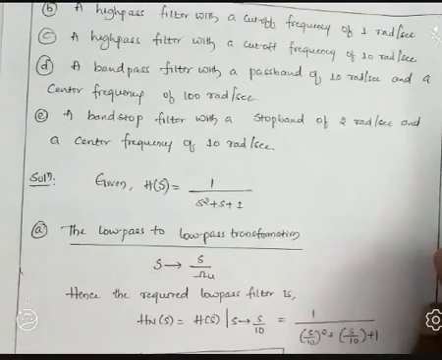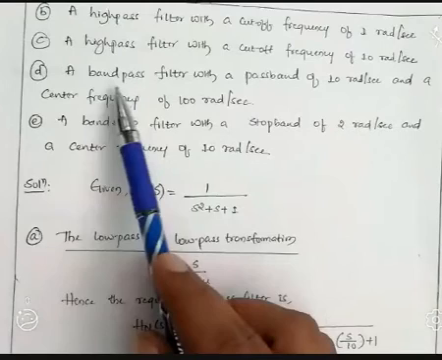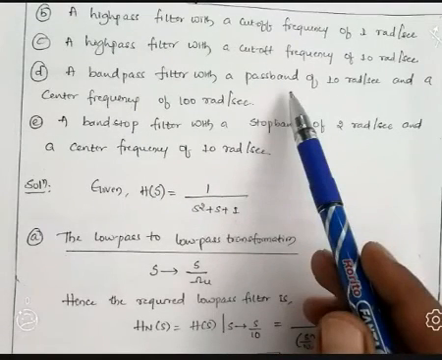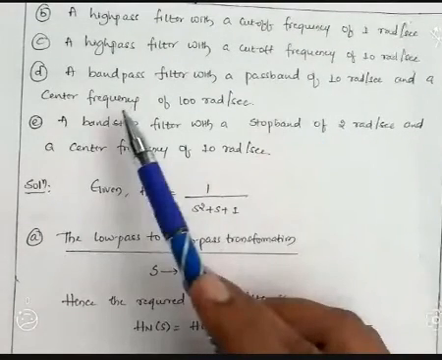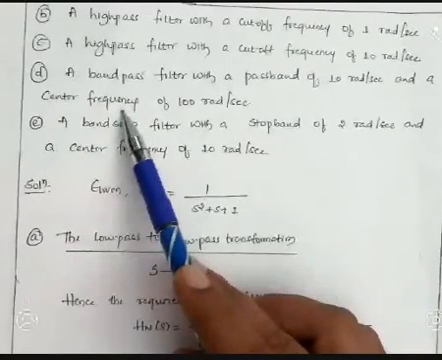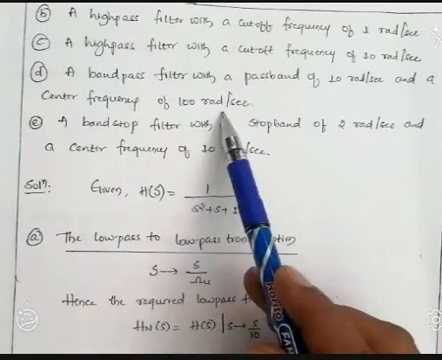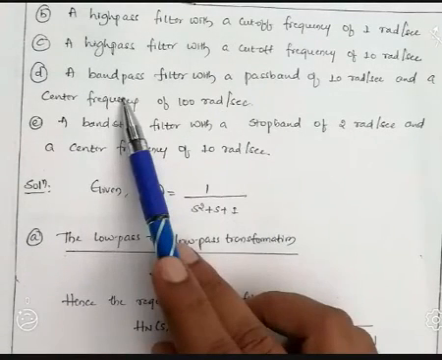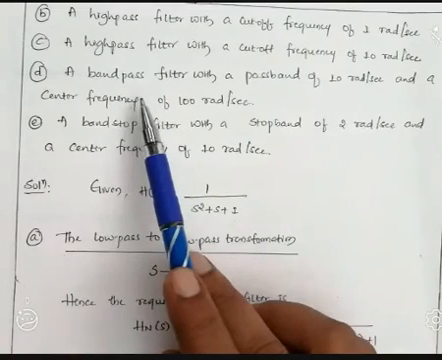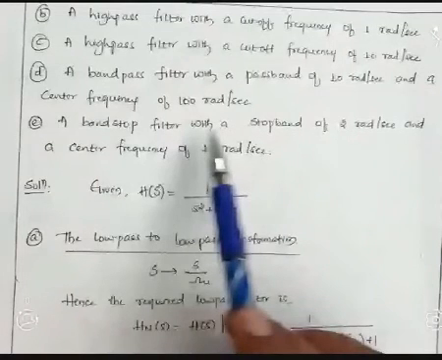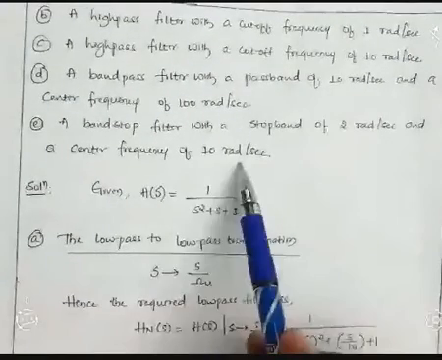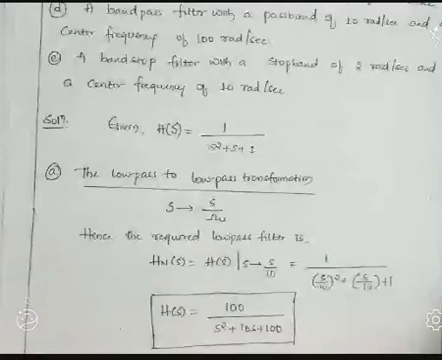D bit: a band pass filter with a pass band of 10 radians per second and center frequency omega naught, that is indicated by omega naught, center frequency of 100 radians per second. So from this D bit we can say that it is a conversion from normalized low pass filter to band pass filter. Last one, E bit: a band stop filter with stop band of 2 radians per second and center frequency 10 radians per second. So let us solve this example step by step, one by one.